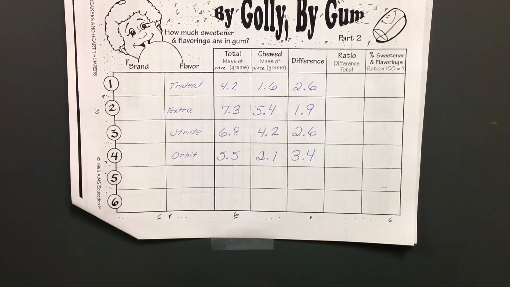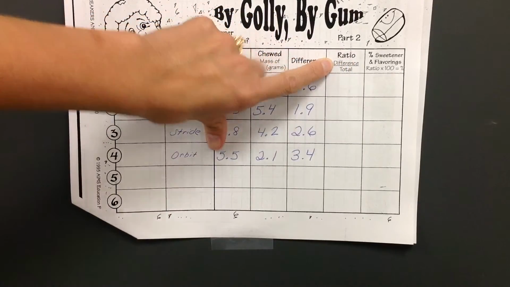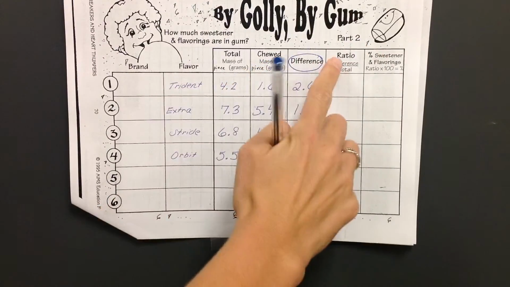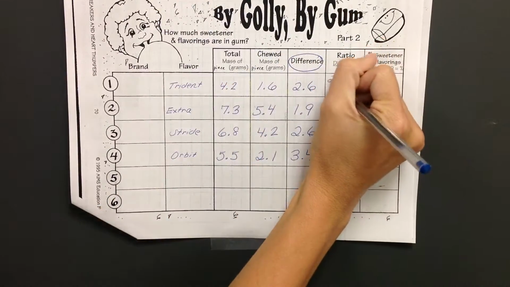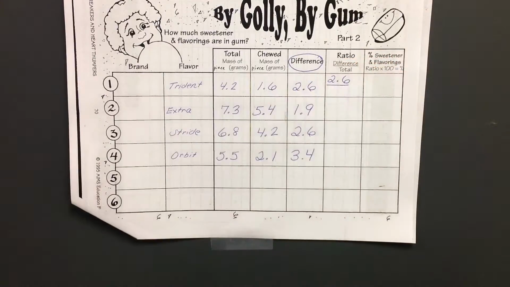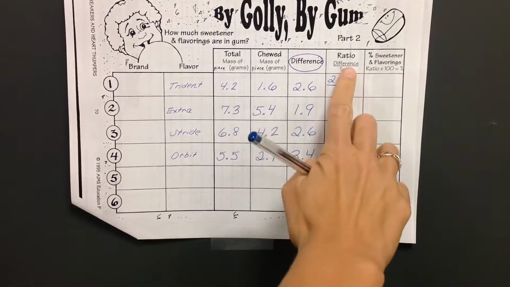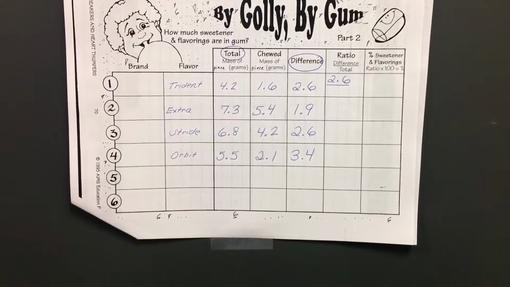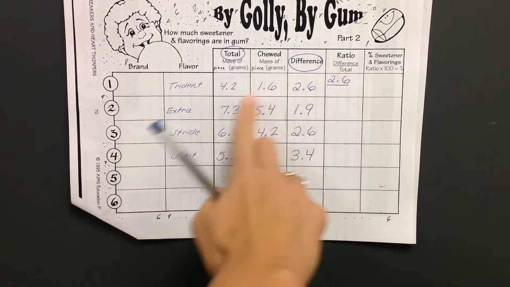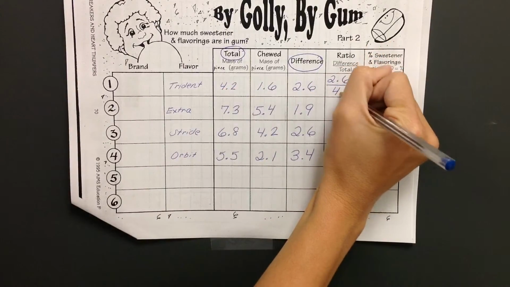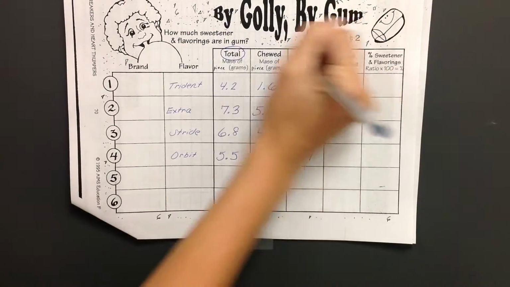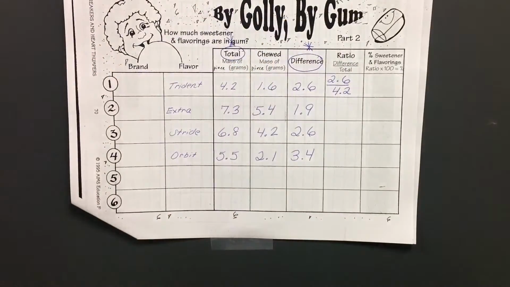The next column is the ratio column. This is where we're going to make a fraction. You can see you're going to take the difference, which is the numbers that are in this column right here, and you're going to put them on top. So I'm going to go 2.6, that goes on top, over the total, which is our beginning mass. So in this case, the total is right here, 4.2. Okay, so this will be your number on top. This will be your number on bottom in this column.